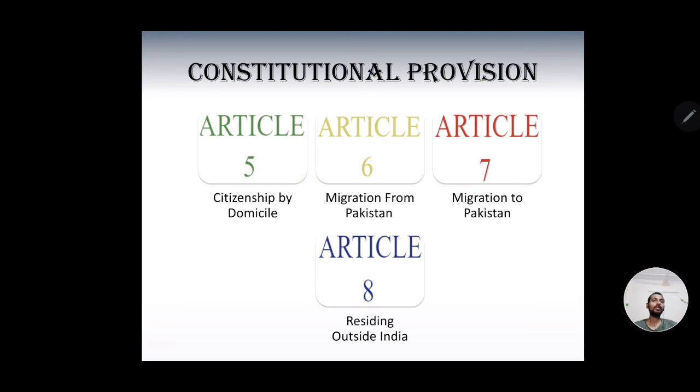Article 6, if you migrated from Pakistan to India, here is an important date, 19th of July 1948. And an important term you can say which defines people who were born or whose parents or whose grandparents were born in India. Which India? India as defined by Government of India Act 1935. Article 7 talks about people who migrated from India to Pakistan after 1st of March. If they move back by a permit issued by government, then and only then they can be citizen of India.